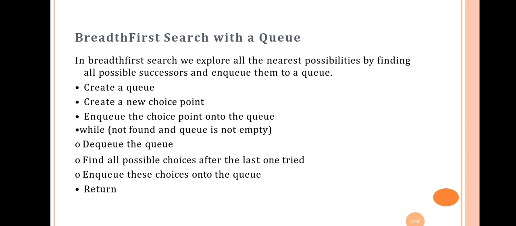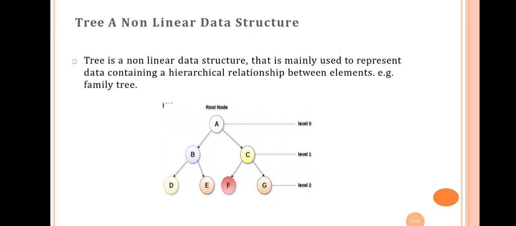Tree, a non-linear data structure. Tree is a non-linear data structure that is mainly used to represent data containing a hierarchical relationship between elements. So for example, here is a family tree. Here the root node is A. It is represented at level 0. And then B and C nodes are level 1 nodes. And then D, E, F, G are called level 2 nodes.